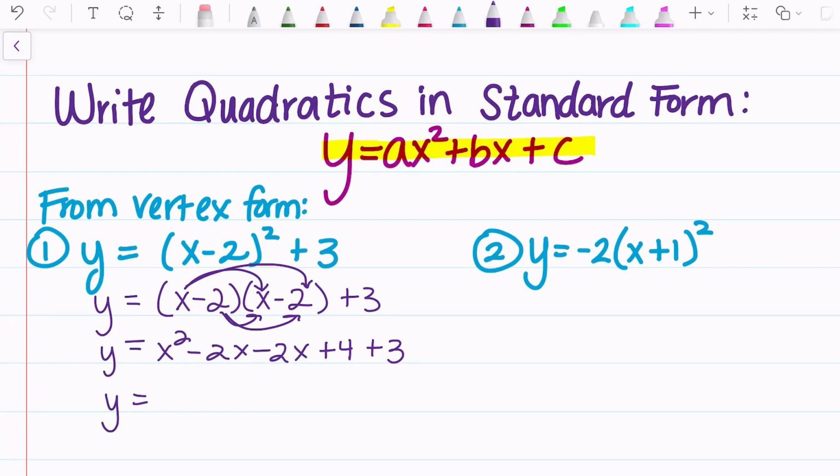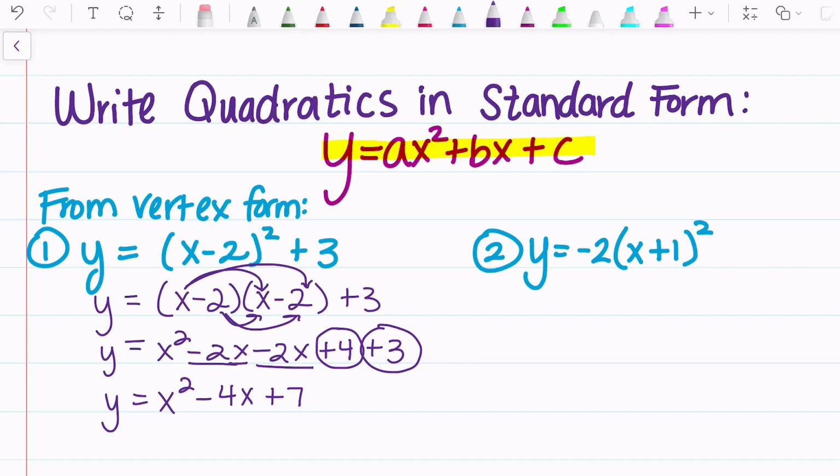The last step is to combine like terms. Negative 2x and negative 2x are like terms because they both have an x. 4 and 3 are like terms because they're both constants. X squared just gets dropped down. Now I have negative 4x combined and 7 when I combine my constants. And now I'm in standard form.